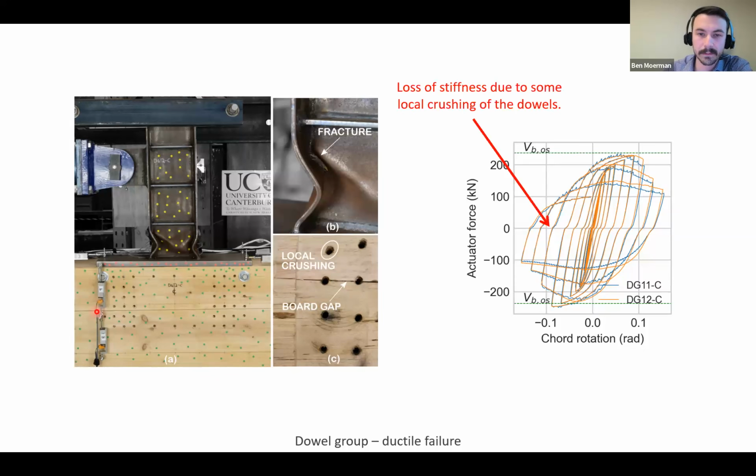And as best I can tell, the reason for that is because we got a little bit of local crushing here. So just every time that dowel's load direction changes, it just has to move through a little bit of free space where it crushed the timber. And that's enough to see a little bit of stiffness loss, but not too bad.